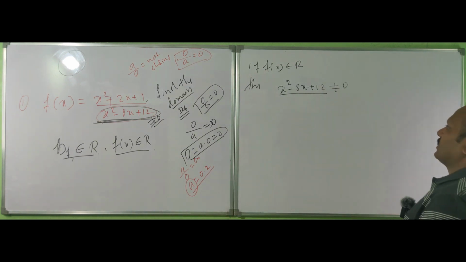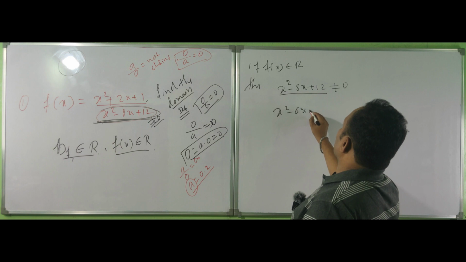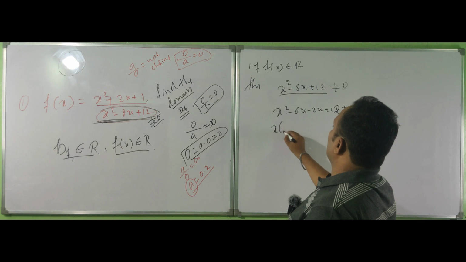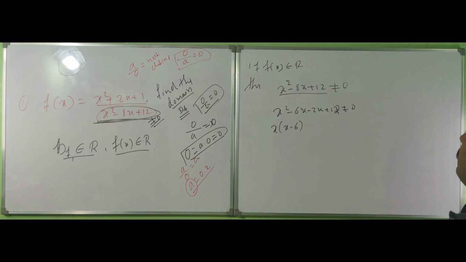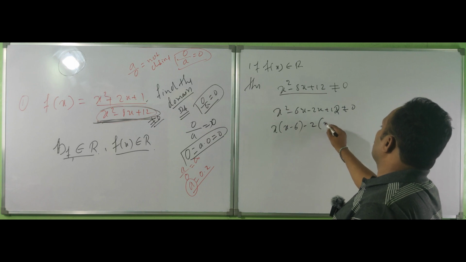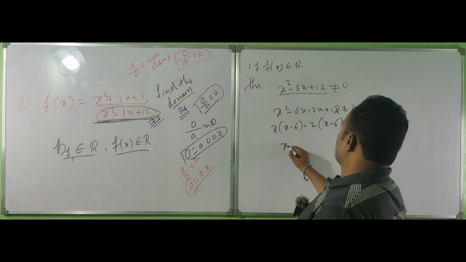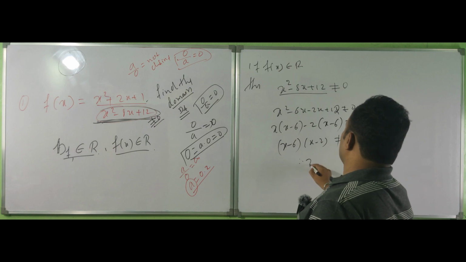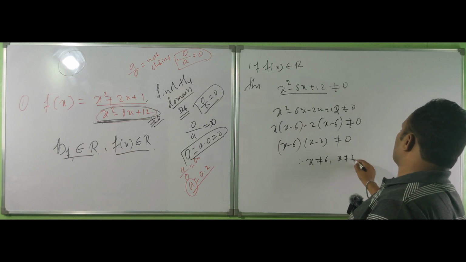This is a quadratic equation. Write the components: x square minus 6x minus 2x plus 12. X is common: x into x minus 6, and minus 2 is common: minus 2 into x minus 6. So x minus 6 is common, and the remaining is x minus 2, not equal to 0. Therefore, x is not equal to 6 and x is not equal to 2.